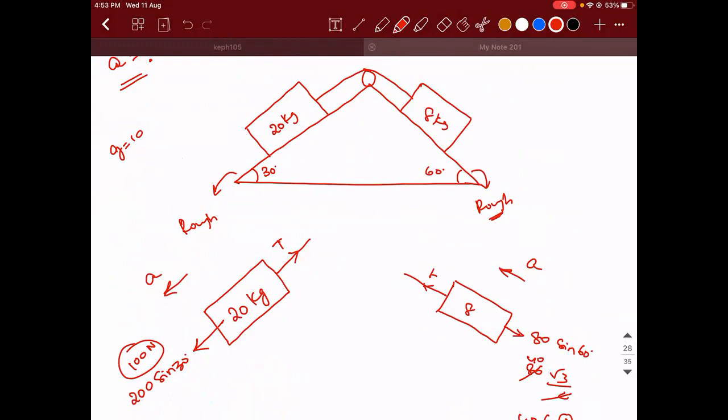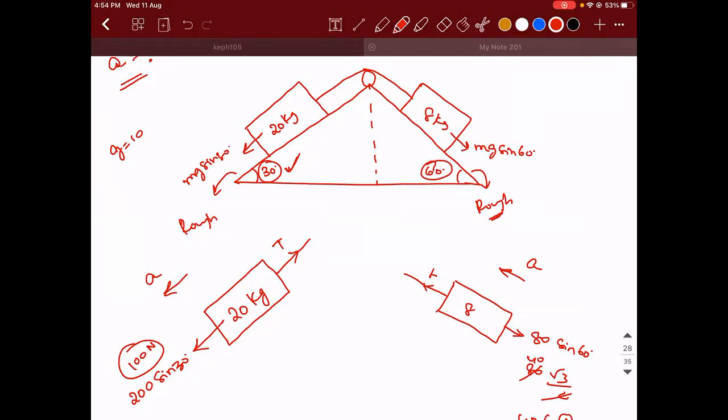Sir, why sin 30 and sin 60, sir? Because mg sin 30, no? This is the theta. If I look at it like two inclined planes, then this angle will give us mg sin 30 here. And this one will give mg sin 60 because the angle of inclination is 60. Clear or not? Okay, sir.